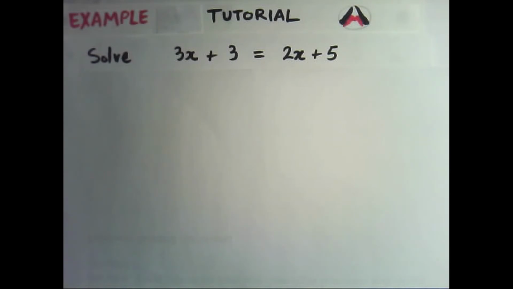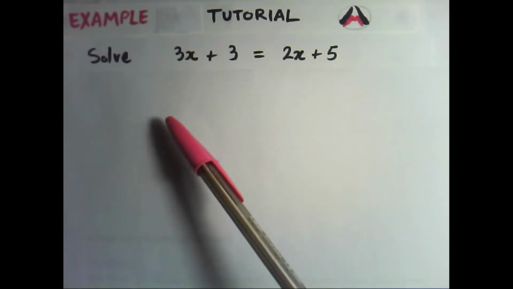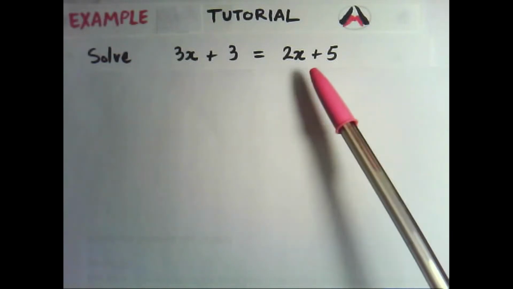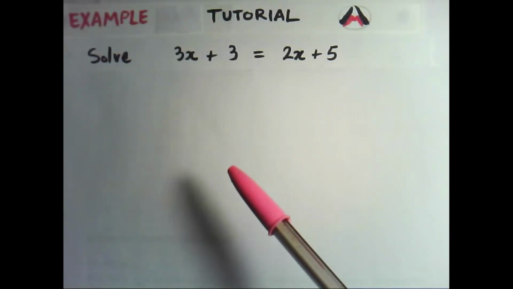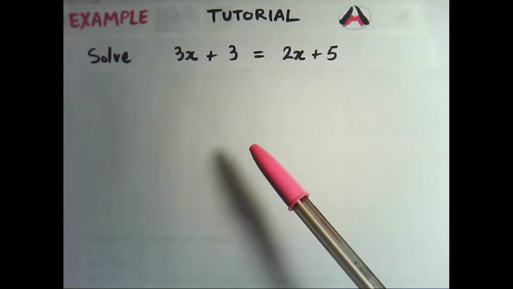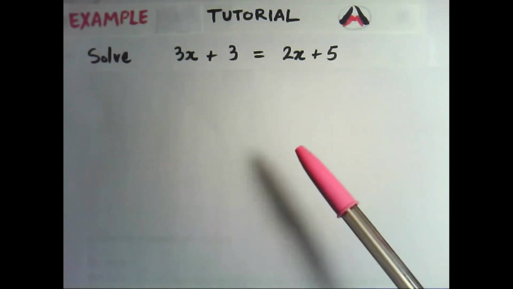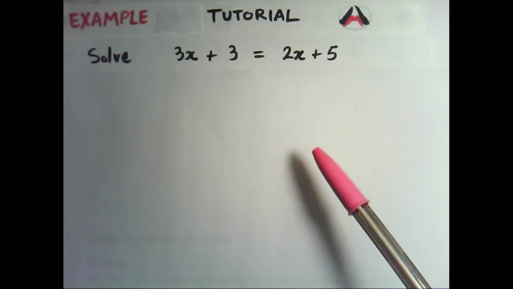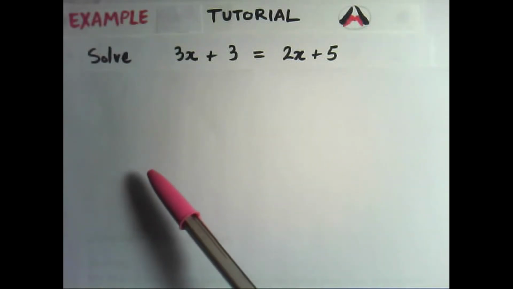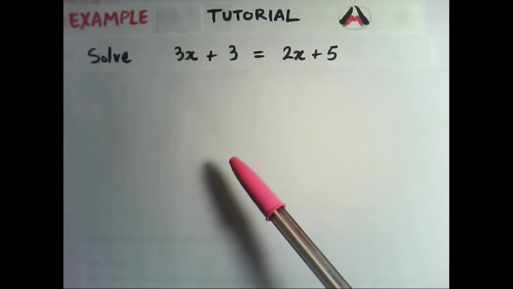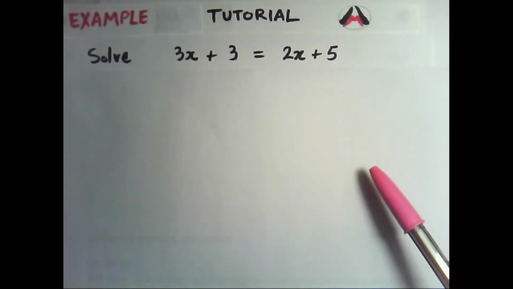In this question, we're asked to solve the linear equation 3x plus 3 is equal to 2x plus 5. So when we want to solve this equation, we want to make x the subject of the equation. So we want to collect all the x terms on the left-hand side and all the number values or number terms on the right-hand side.